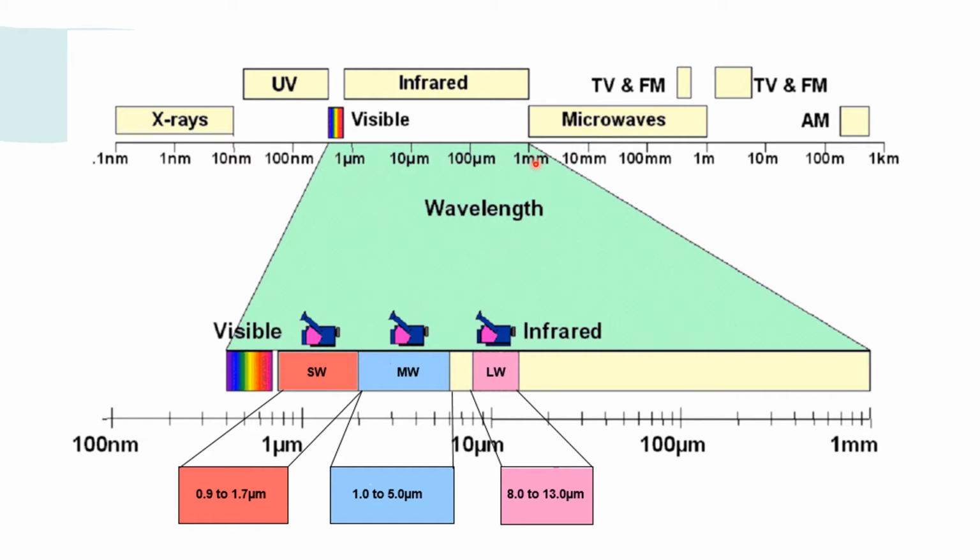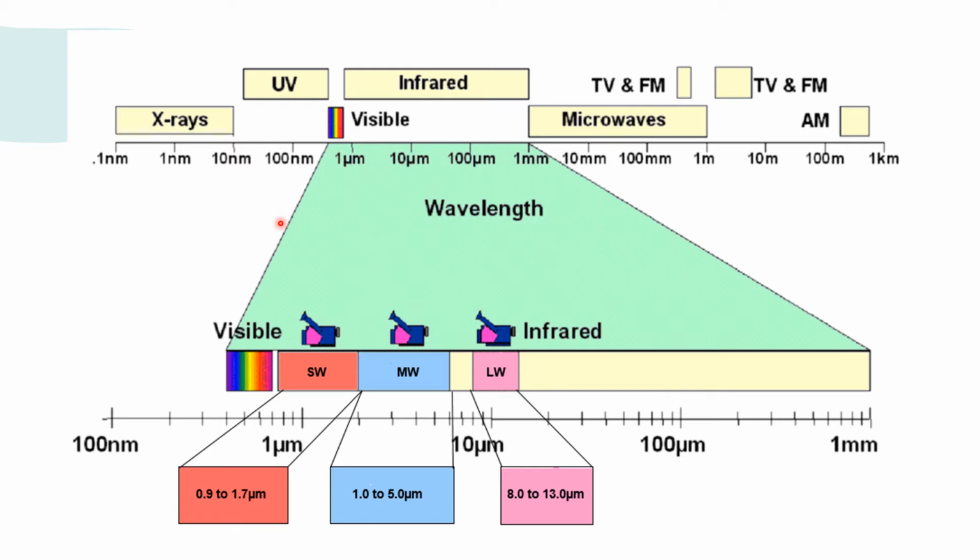In between 1 millimeter to 1 meter, the wavelength varies for the microwaves. In between 1 millimeter to 1 micrometer, the wavelength varies with the visible radiation and the infrared. In between 1 micrometer to 10 nanometer is ultraviolet wavelength. 1 nanometer to 0.1 nanometer is X-ray.